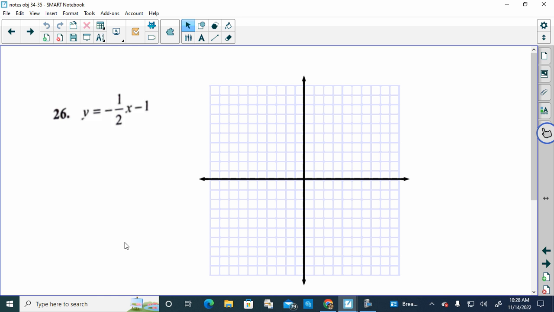Okay, our numbers are not very big, so you don't need a big graph, right? Maybe a 3 by 3. Just label it as number 26 and write the formula next to it.